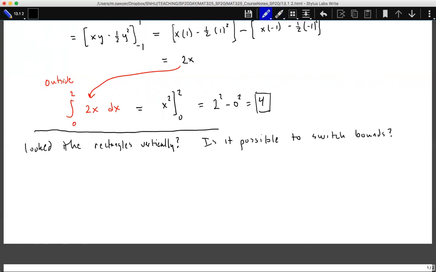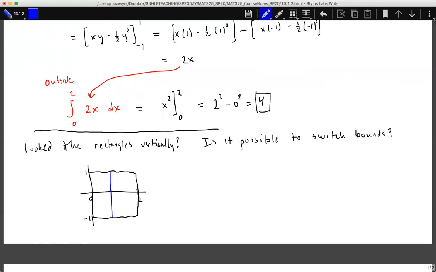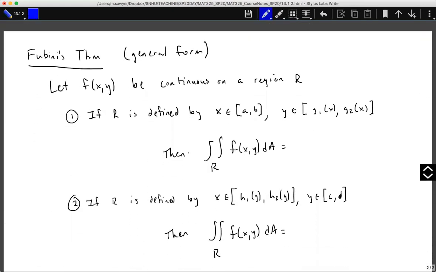If it's possible to switch the bounds on the rectangles, so if we had our same region of integration from 0 to 2 for our x, and from -1 to 1 for our y, would we get the same volume if we looked at our rectangles vertically? And it turns out that so long as we preserve the region and describe the region in the same way, we do in fact get the same volume. And this is what we know as Fubini's theorem in the general form.